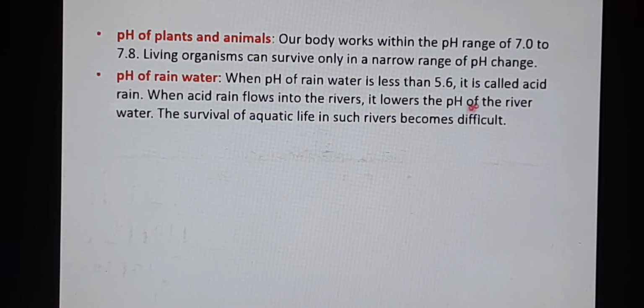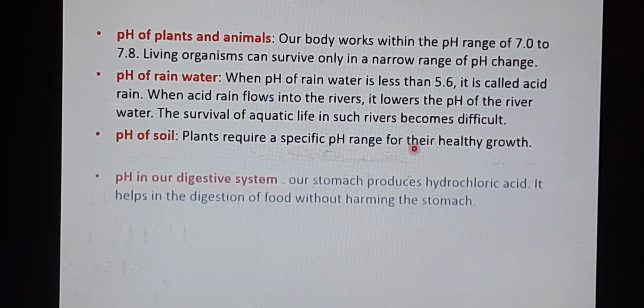Then pH of soil. Plants also require a specific range of pH for their healthy growth. For example, the soil cannot be too much acidic or too much basic. It should be within the neutral range. So that's why the knowledge of pH is very important in the production of healthy plants also.